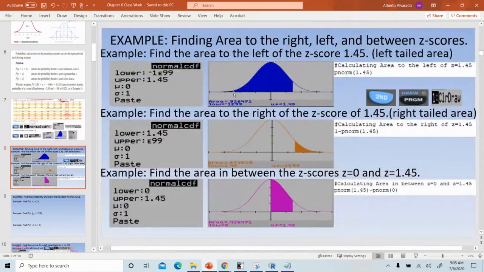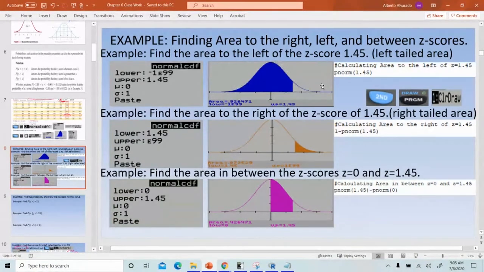Here I just go through the three types. I've never gone through so much detail on my slides, but I always get questions on the calculator keystrokes, so I decided I'm going to do it once and for all and put it on the slides. This is the left area of a z-score, 1.45. You put the lower bound from negative infinity to 1.45, the z-score. It's a standard normal curve, which is 0 and 1, so you just put 0 and 1. Then you push enter, and it gives you the probability.